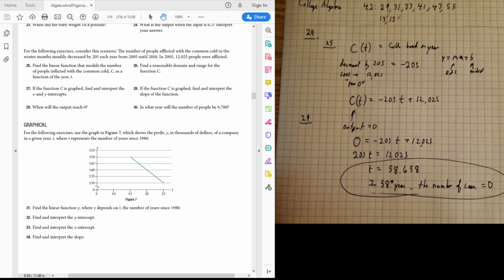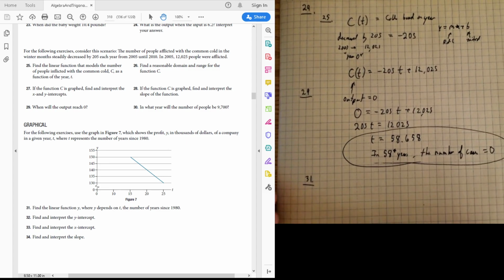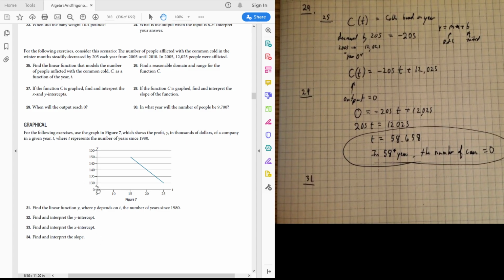All right, let's look at 31 now. Dealing with some more graphing problems. My favorite. So, for the following exercises, use the graph in figure 7, which shows the profit in thousands of dollars of a company in a given year t, where t represents the number of years since 1980. That tells me that at 0, 0 really means 1980, which means 10 would be 1990, 15 would be 1995, 20 would be the year 2000, and 25 would be the year 2005. Okay, 31. Find a linear function y, where y depends on t, the number of years since 1980.